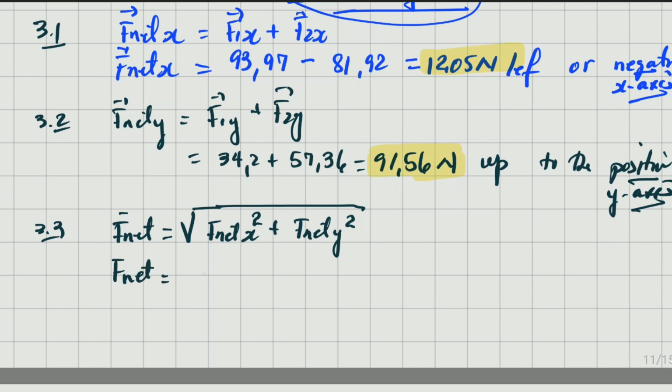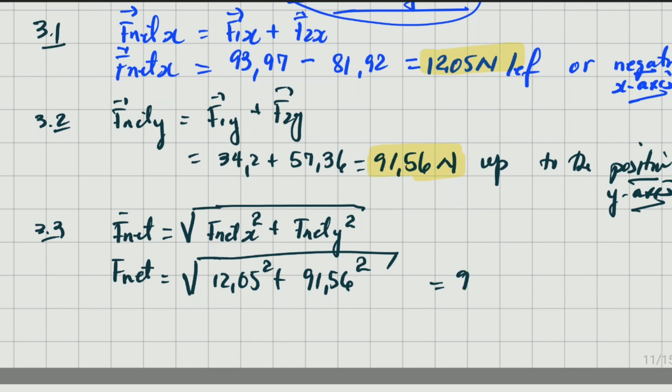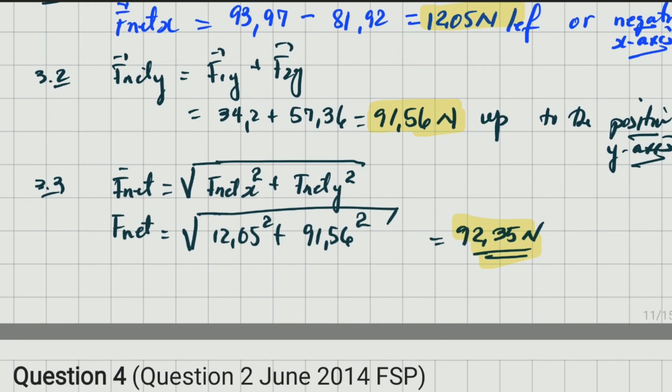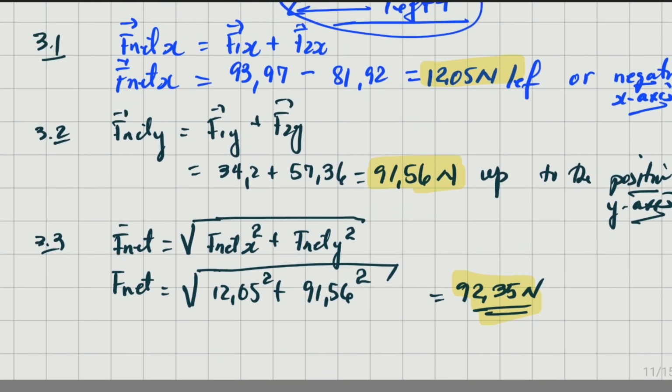All we have to do is to substitute the values, the square root of 12.05 squared plus 91.56 squared. Okay, and the final answer is 92.35 newton. Note the following about this answer. The question says calculate the magnitude, and therefore we do not have to give a direction. So this is all about question 3. Let's go to see question 4.